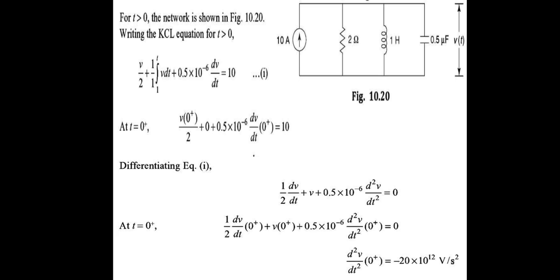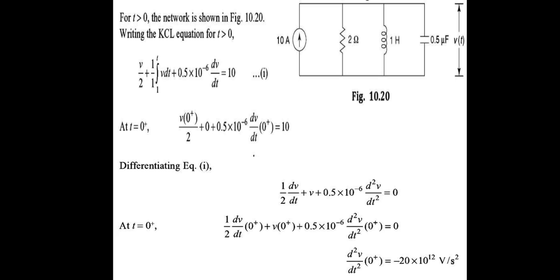So at t equal to 0 plus, V of 0 plus, what has happened here? The integral from 1 to t, we take it as open, so we get 0 there, plus 0.5 into 10 power minus 6 and dV/dt of 0 plus, which is equal to 10. Now differentiating equation 1, you get half into dV/dt plus V plus 0.5 into 10 power minus 6 into d square V by dt square equal to 0.